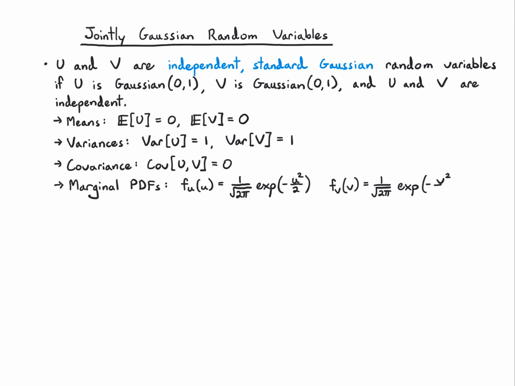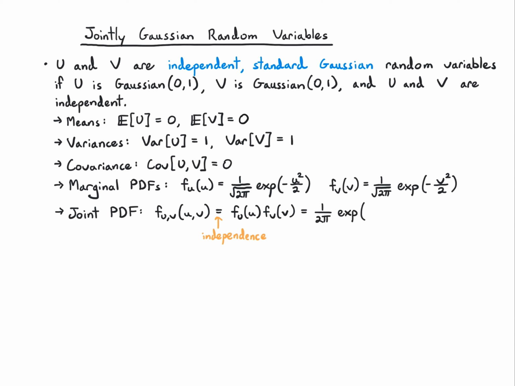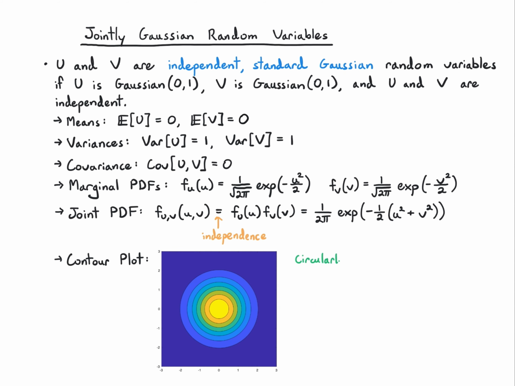And finally, since they're independent, the joint PDF we can just get by taking the product of the marginals, like this. And we can write it as 1 over 2 pi e to the minus 1/2 (u squared plus v squared). And overall, we get a contour plot that looks like this. It's circularly symmetric about the origin. It's basically like a hill that has a peak centered at 0, 0 and falls off exponentially from there.